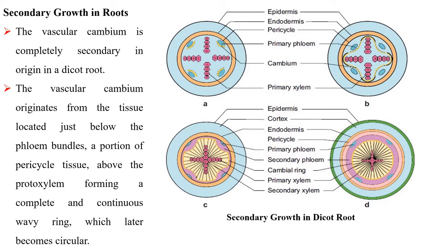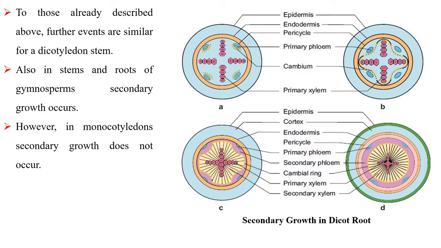Secondary growth in roots. The vascular cambium is completely secondary in origin in a dicot root. The vascular cambium originates from the tissue located just below the phloem bundles and a portion of pericycle tissue above the protoxylem, forming a complete and continuous wavy ring which later becomes circular. Further events are similar to those already described above for a dicotyledonous stem. Also, in stems and roots of gymnosperms, secondary growth occurs. However, in monocotyledons, secondary growth does not occur.